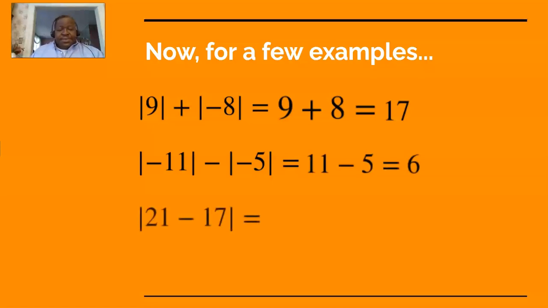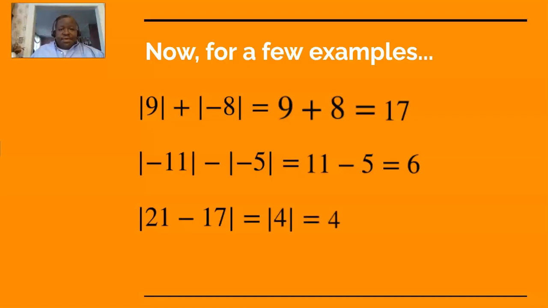Okay. Last one. The absolute value of 21 minus 17. Well, in this case, we're going to have to do the computation inside of the absolute value before we can take the absolute value. So 21 minus 17 is going to give us 4, and the absolute value of 4 is still a positive 4.